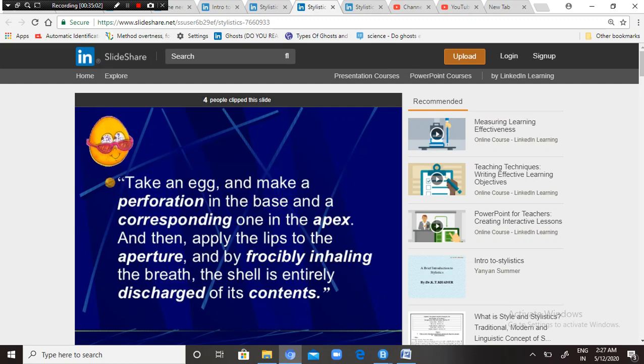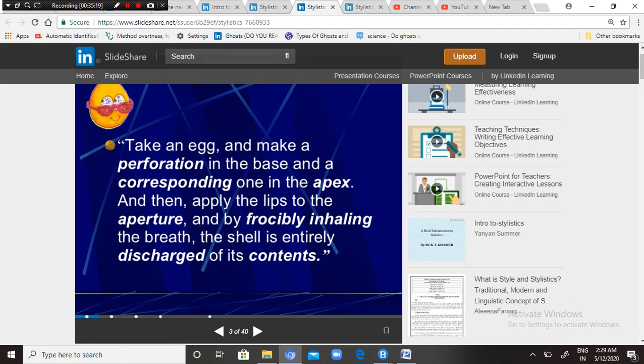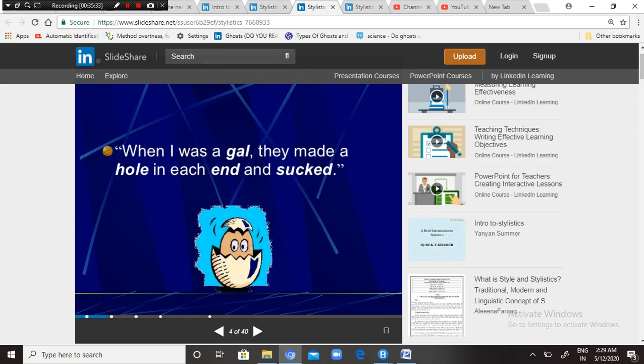Take an egg and make a perforation in the base and a corresponding one in the apex, and then apply the lips to the outlet and, by forcibly inhaling the breath, the shell is entirely discharged of its contents. When I was a girl, they made a hole in each end and sucked.